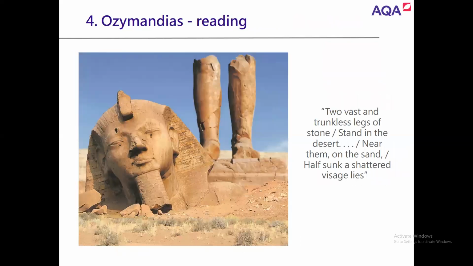When reading the poem, we're about to read it, it's important to understand these lines. "Two vast and trunkless legs of stone stand in the desert. Near them on the sand, half sunk, a shattered visage lies." This image is exactly what it means.